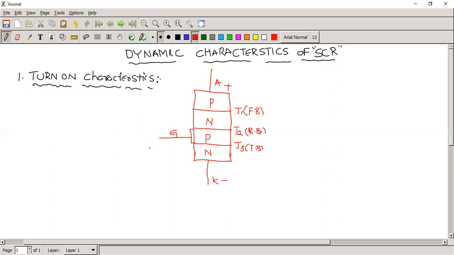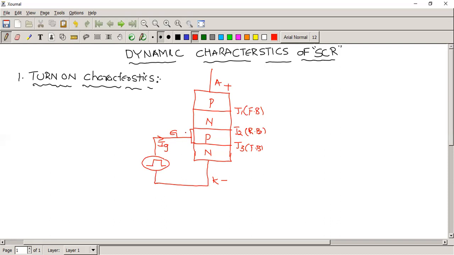Next we should apply the gate pulse between the gate and cathode of the SCR. Between these two terminals, we apply the pulse. This is the gate, which is injecting a gate current into the inner P region.